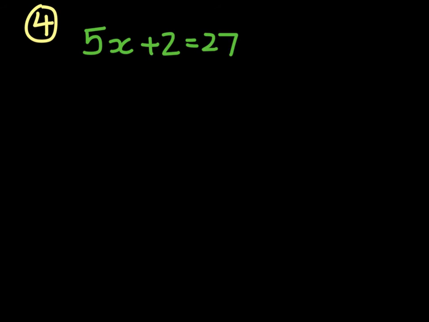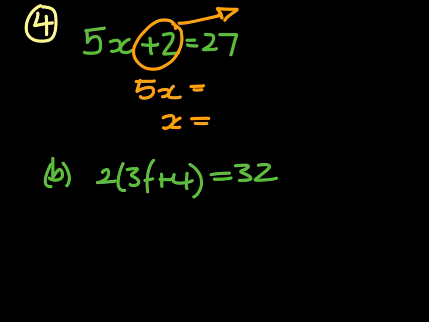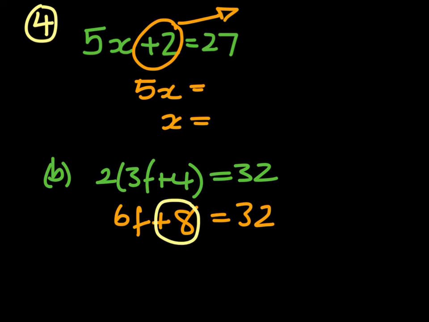Question 4, an equation. First thing we're going to do here is get the positive 2 over to that side, which is going to give us 5x equals, and then we can work out what x equals. For the second part, first thing I'm going to do is remove the brackets. So 2 lots of 3f is 6f, 2 lots of 4 is 8, equals 32. This now makes it like the first question. So take the positive 8 over to that side, get 6f equals, and then you can work out what f is.